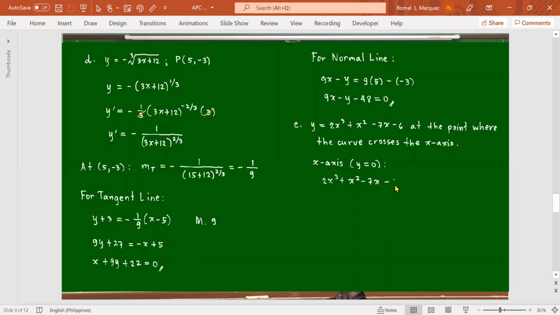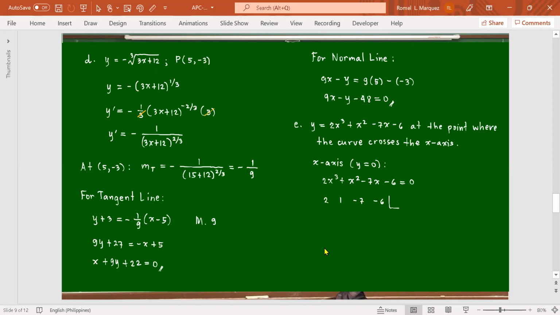Okay? Equals 0. How do we solve for the roots of this? So to get the roots, we apply synthetic division on the left side, no? So that we will be able to factor it. 1, negative 7, negative 6. What is the number here? Possible factors of 6. What are they? 1, negative 1, 2, negative 2, 3, negative 3, 6, negative 6. Those are the numbers that we're going to try.